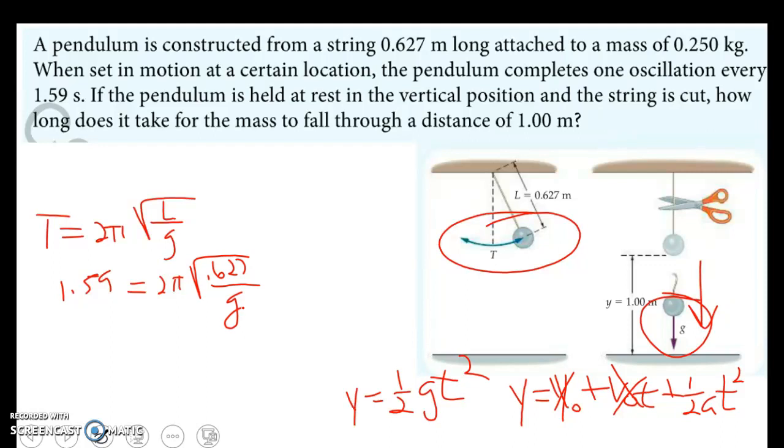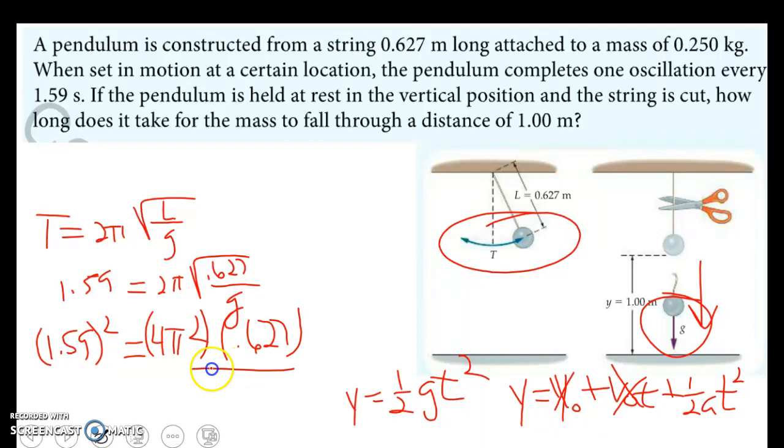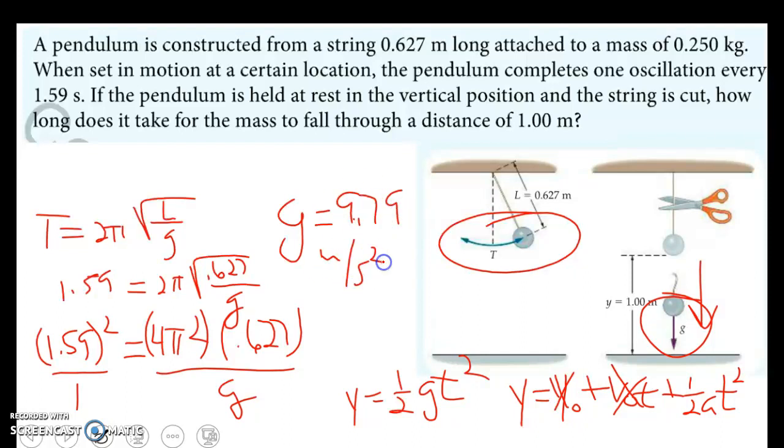It looks like it's a messy problem. First thing you want to do is square everything. So I go 1.59 squared equals 2 pi squared, which is 4 pi squared, times 0.627 over g. Put that over 1, cross multiply, and solve for g. I won't go all the way into detail on that, but I'll give you the answer. g in this location is 9.79 meters per second squared.